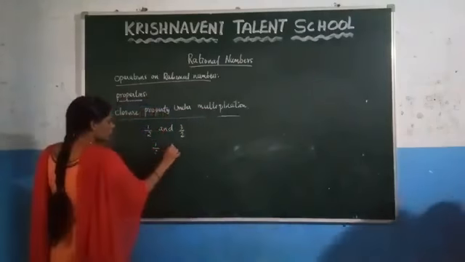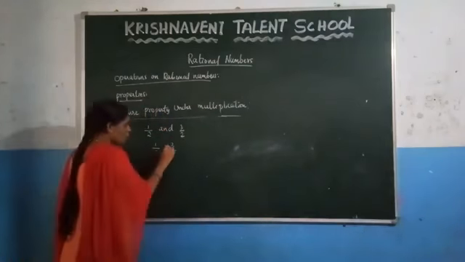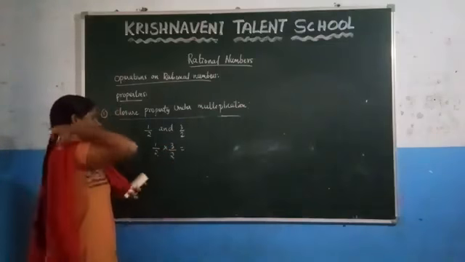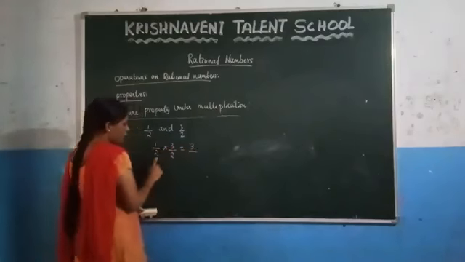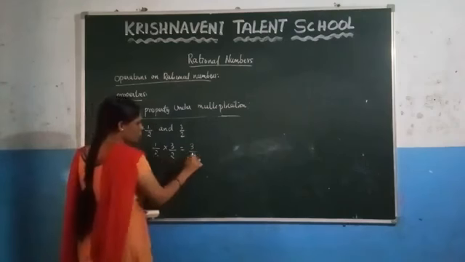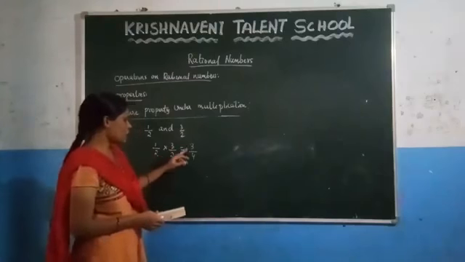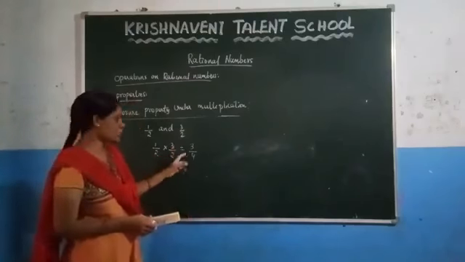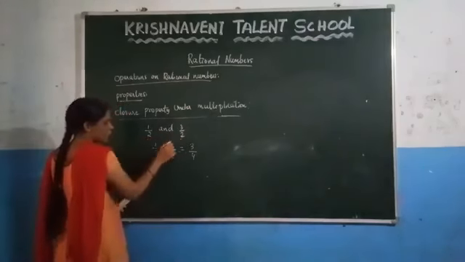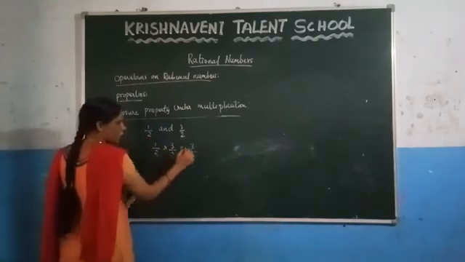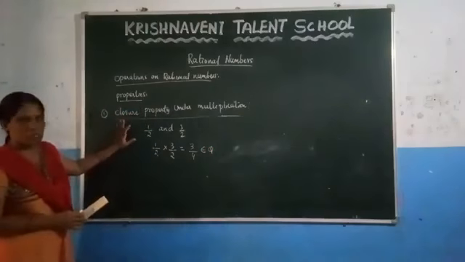Here consider two rational numbers 1 by 2 and 3 by 2. If you multiply those two rational numbers, how do you multiply? You just have to multiply the numerators. What will you get? 1 into 3, which is 3, and you have to multiply the denominators, which is 2 into 2, which is 4. You know that since 3 and 4 are integers and the denominator is not equal to 0, 3 by 4 is a rational number. So if you multiply two rational numbers, you are getting a result that is also a rational number. So we can say that the closure property holds good under multiplication.